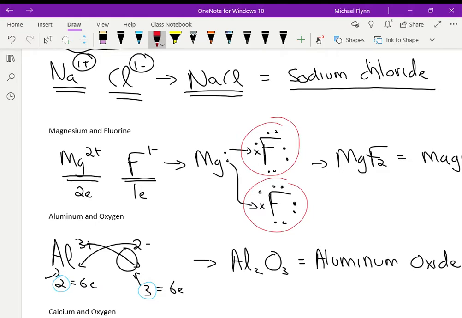So that way the magnesium will still give away 2 electrons. It must give away 2 because it's magnesium. It has 2 to give away. Has to give them both away. And it'll combine with 2 fluorines to produce this compound you see here.